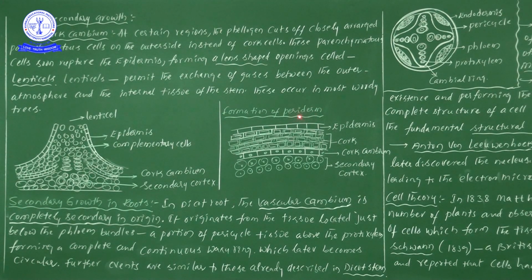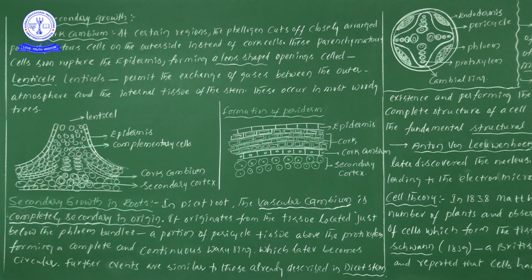Periderm means a combination of three different types of tissues together. In order from the upper side to the lower side, first we find the phellum, then the phellogen, then the phelloderm. The phellum we also call by one more name, cork.